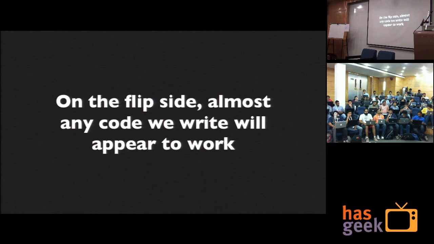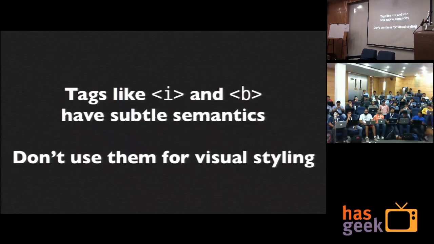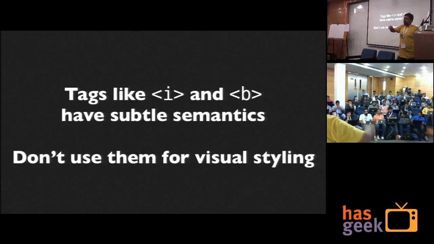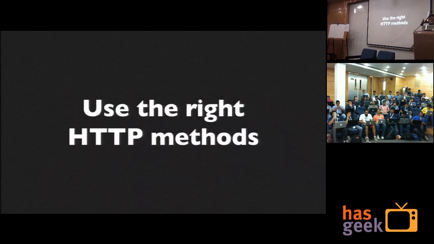On the flip side, the consequence of this is any code we write will actually render fine on the browser. That doesn't mean that it's good. So you have to be careful about that. Just because it renders fine doesn't mean it's good. Tags like I and B, italics and bold, that were there earlier, have subtle semantic meaning today. Go up and look at the semantic meanings. Don't use them for the visual styling of italics and bold, even though that might be how some browsers serve it, because tomorrow browsers might not make it italic. Okay?